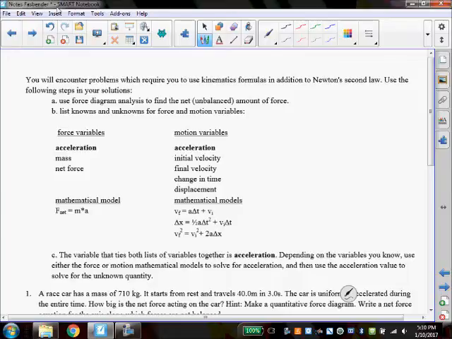So remember, kinematics is all about motion. So we're really talking about all the Unit 3 stuff when we talk about kinematics. And Newton's second law is what we have focused on here in Unit 5. What we would like to be able to do is to solve problems that combine these two units together.